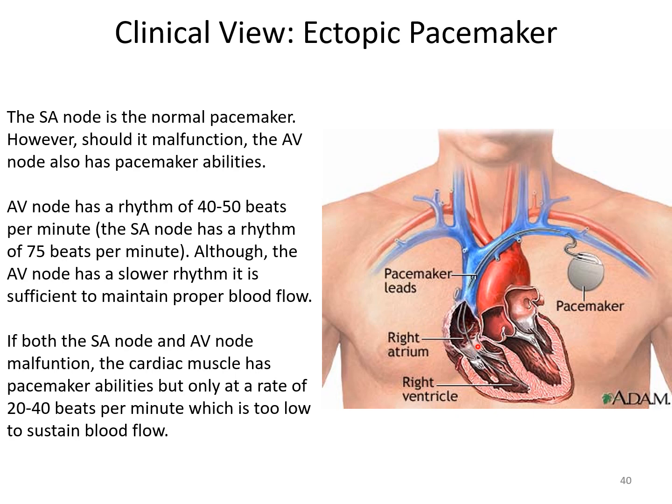Now, if both the SA node and AV node malfunction, the cardiac muscle itself has pacemaker abilities, but it would cause a heart rate of 20 to 40 beats per minute, which would be too slow to allow sufficient blood perfusion to our body. So we couldn't really survive off just the pacemaker ability of our cardiac muscle cells. So at that point, you would have to go in and have an ectopic pacemaker put in, so that you could maintain that normal heart rhythm.